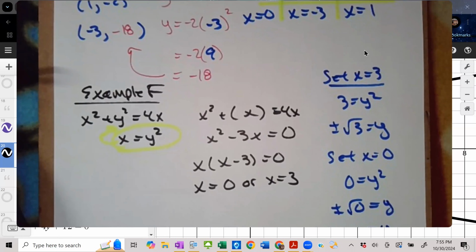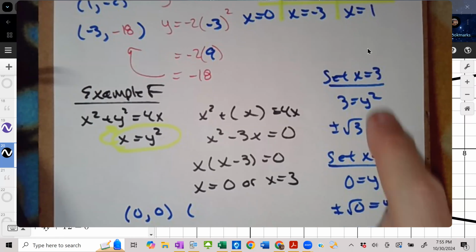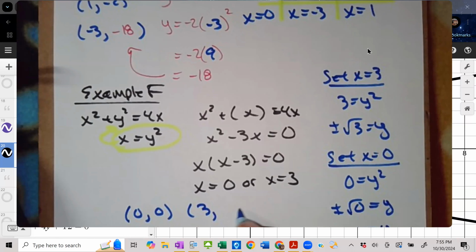Overall, your solutions look like this. When x was equal to 0, I got y equal to 0. When x is equal to 3, I got two different solutions.